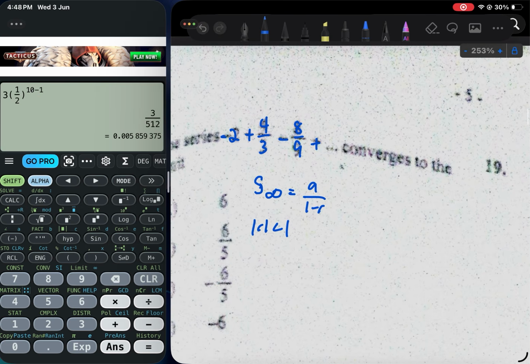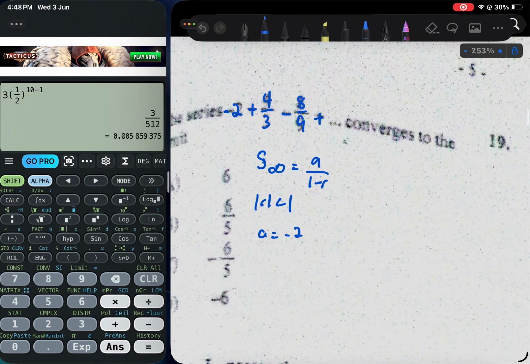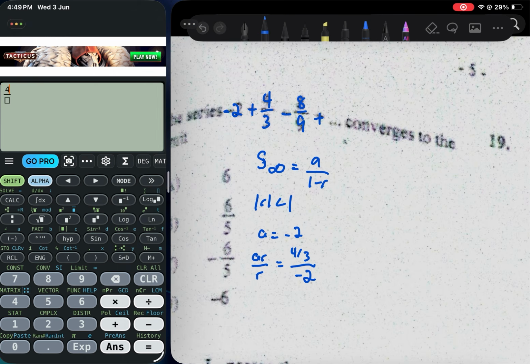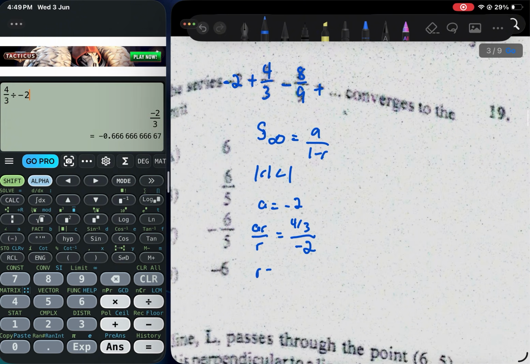So the first term is -2. R would simply be the second term over the first term, which is 4 over 3 divided by -2. And you can work this out using your calculator. So 4 over 3 divided by -2, and we get that r is equal to -2 over 3.